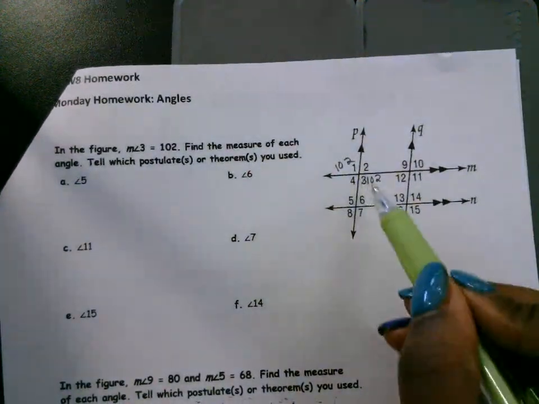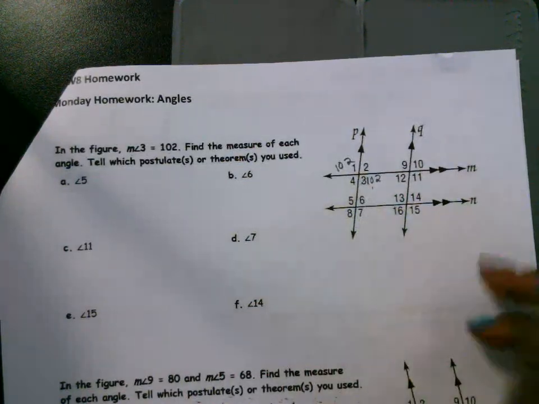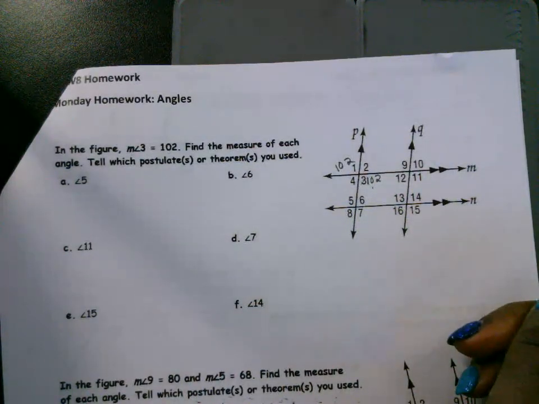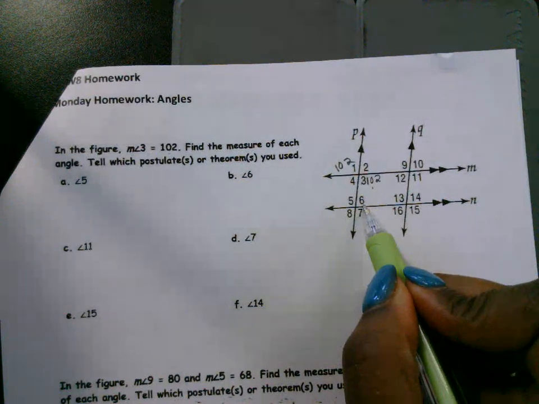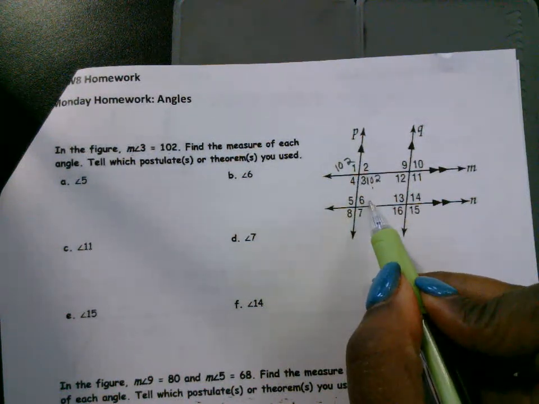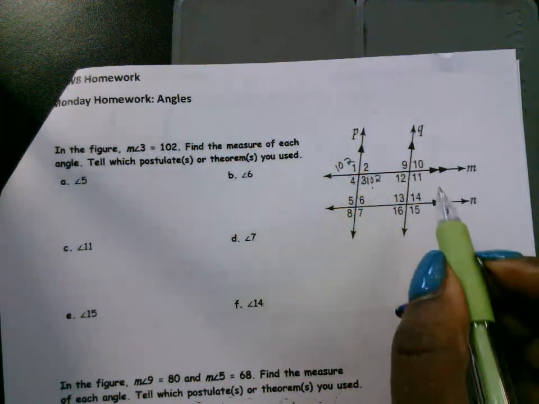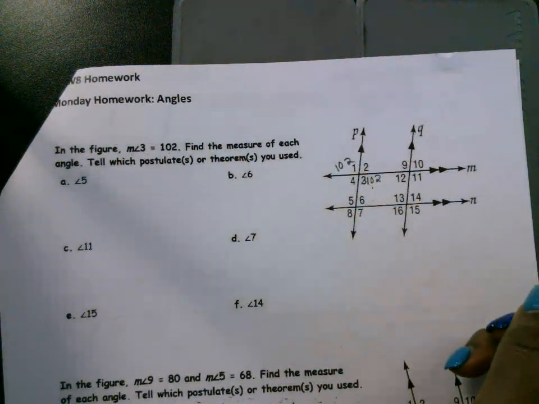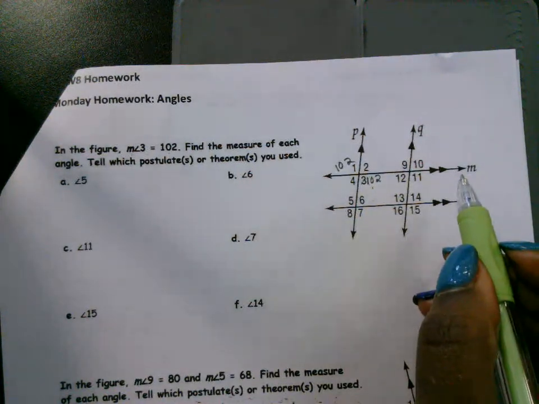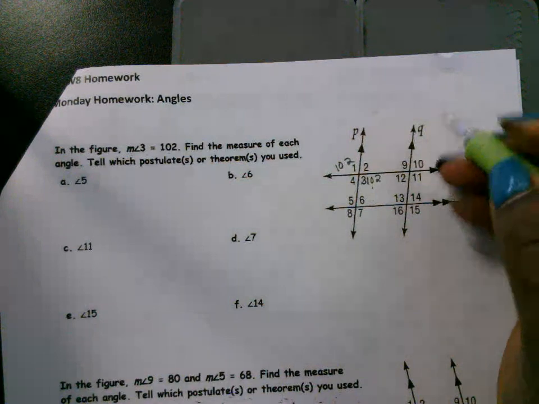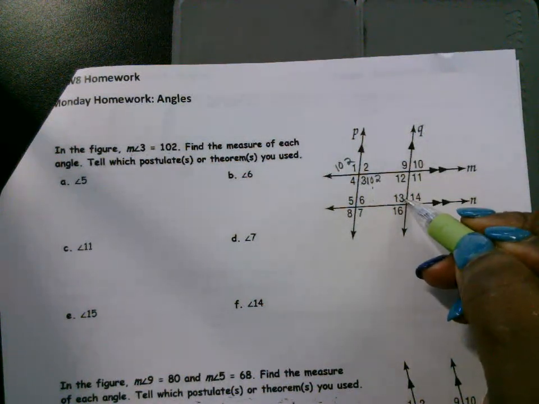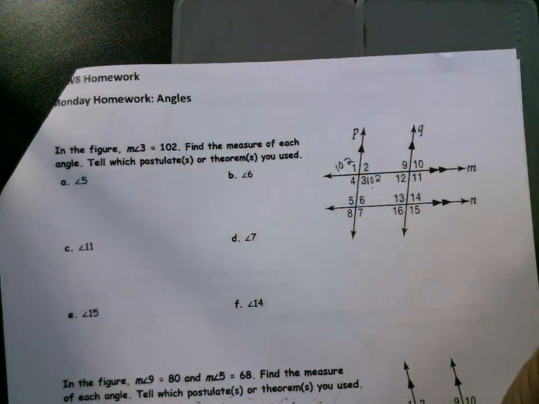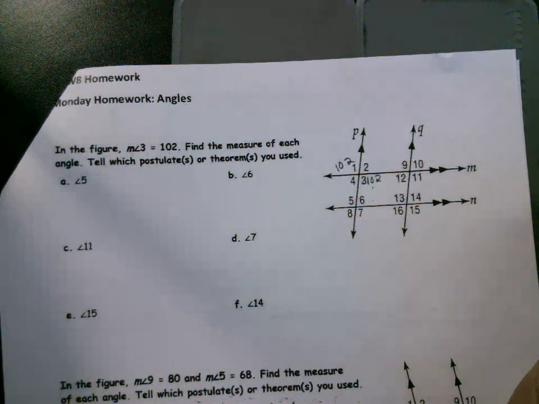Okay. What else is 102 degrees besides angle 1? 6. 6. No. 13. What else? 13 is 102. Why is 13? No, it's not vertical. Yes. Okay. What else?